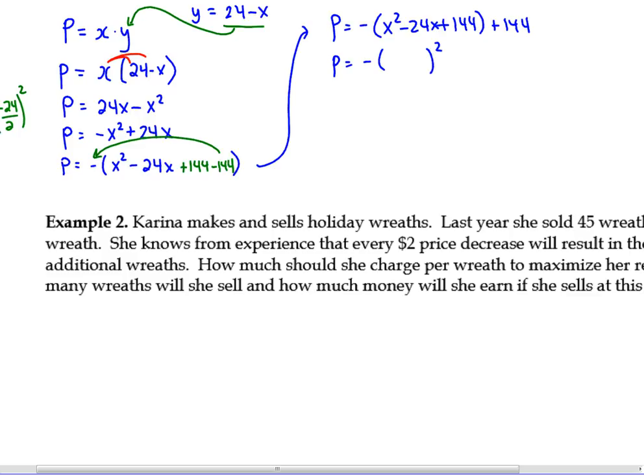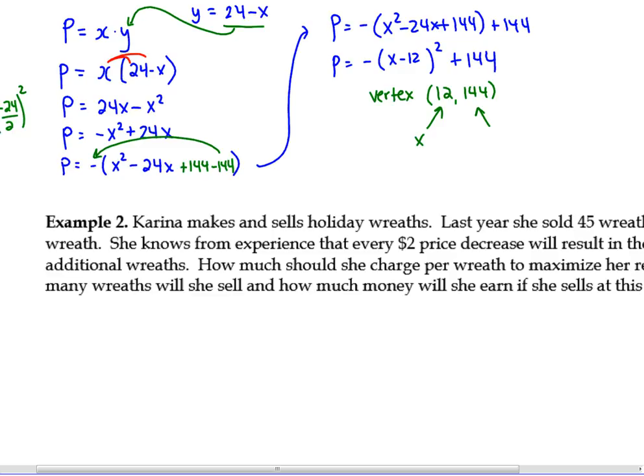Or in factored form, what does that factor to? X minus 12. Remember, we take the middle term and divide it by 2? X minus 12 times x minus 12 plus 144. So what's my vertex in this case? Negative or positive 12? Positive 12 and 144. So this represented the x. What are we comparing with the 144? Is that the y value or is that something else?